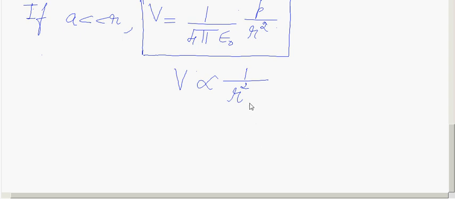When we take the potential V due to a dipole at a large distance from the dipole, we get that the potential due to the dipole at a large distance varies inversely as the square of the distance.